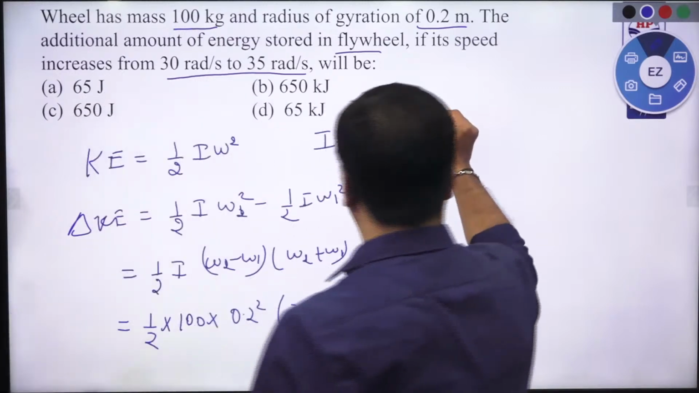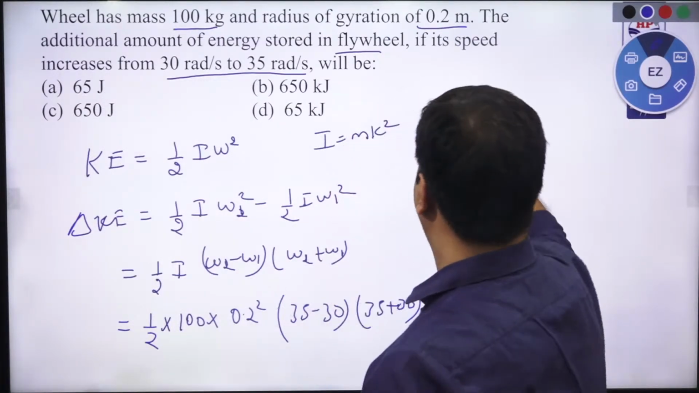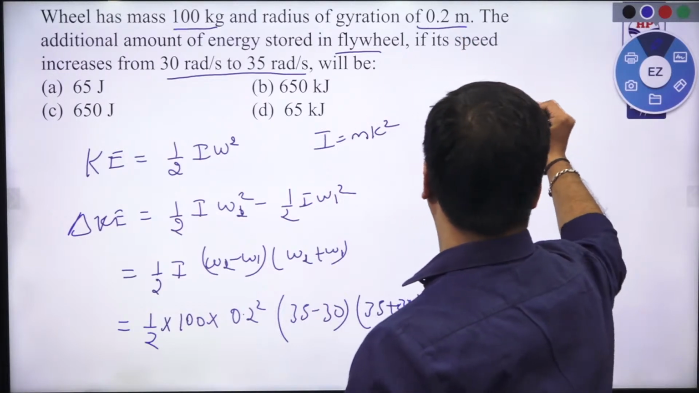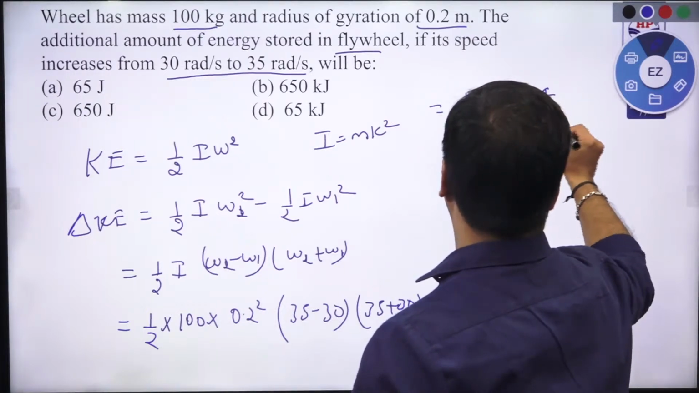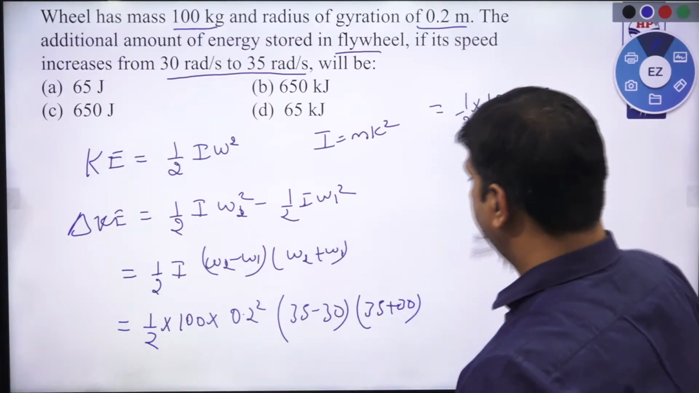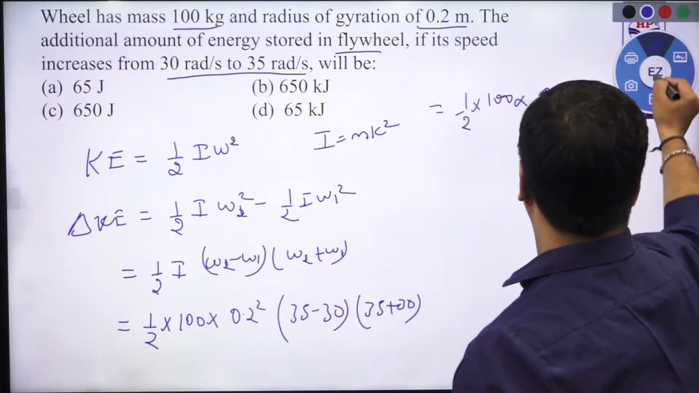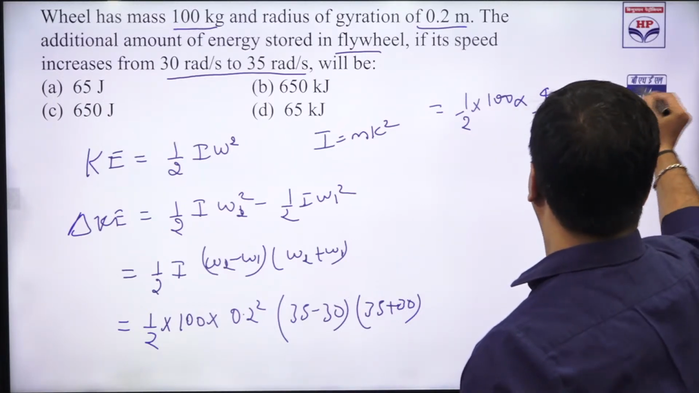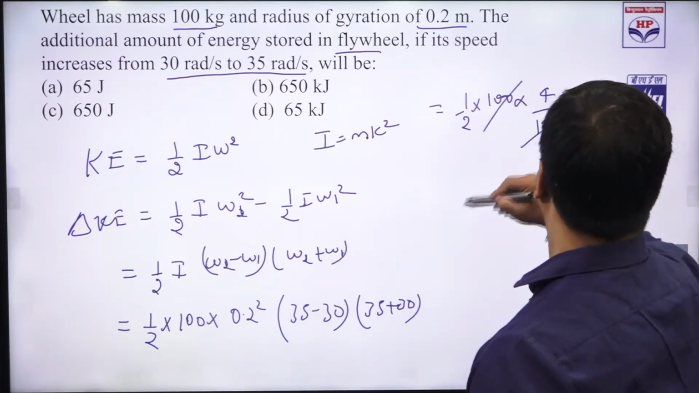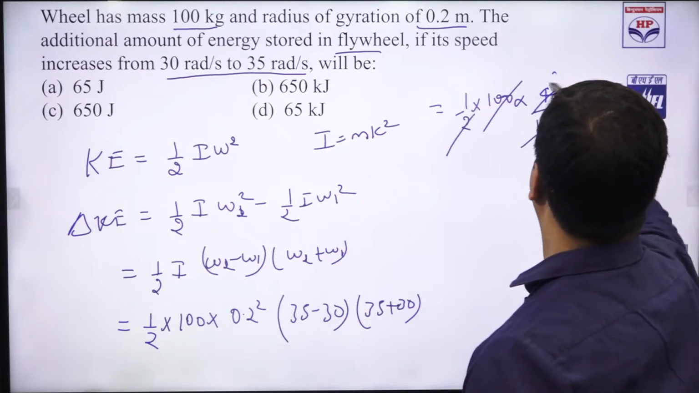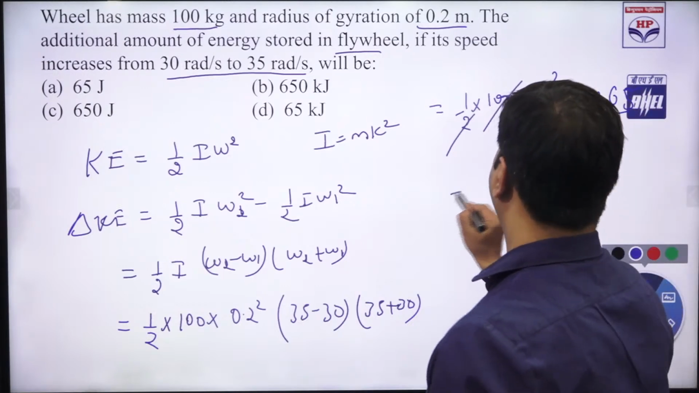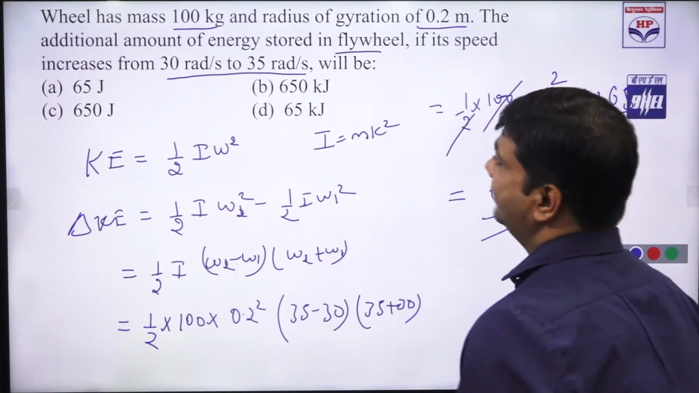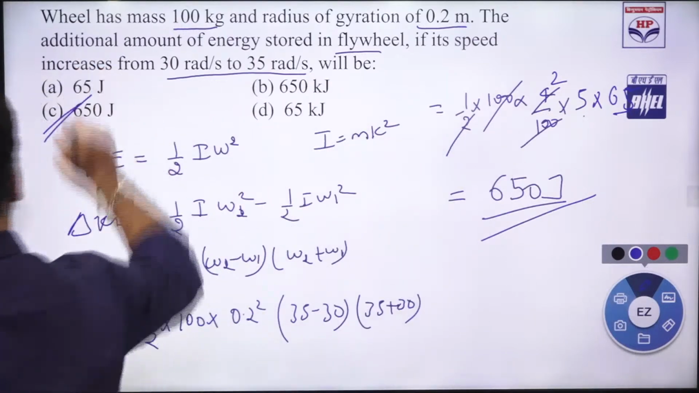So it came to be half into 100 into 0.2 square, that is 4 divided by 100, multiplied by 5 into 65. So what's the answer? You can just see this cancels with that. We are left with 5 times 65 times 10, or 650. So this came to be 650 joule, not in kilojoule. So the answer is C.